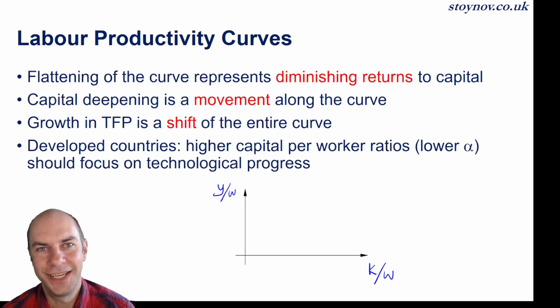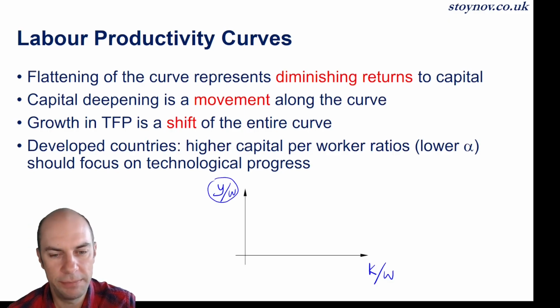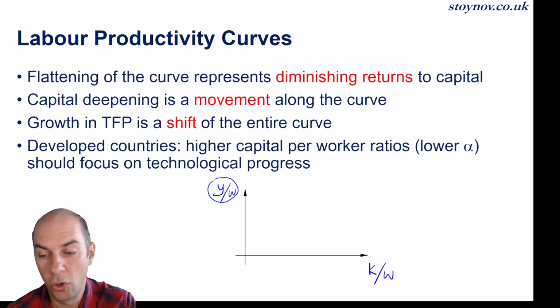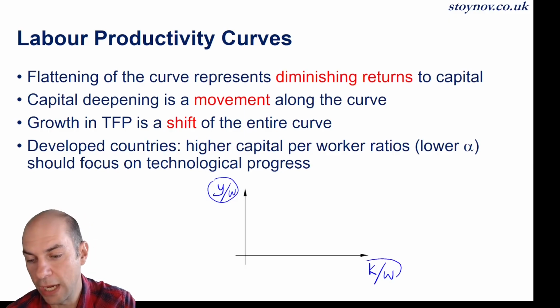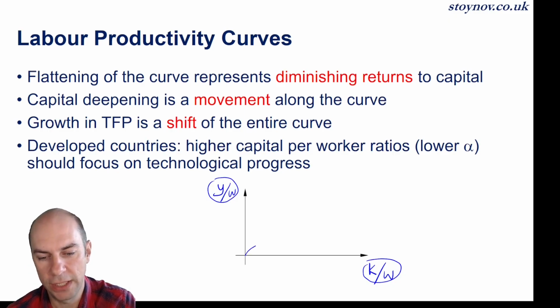I want to start introducing our labor productivity curves, and already here I've started drawing my first labor productivity curve. On the vertical axis, I will have output per worker, so real GDP per capita, and on the horizontal axis, I will have the capital per worker ratio. Remember, that's what's going to be used to measure capital deepening. And let's see our first productivity curve.